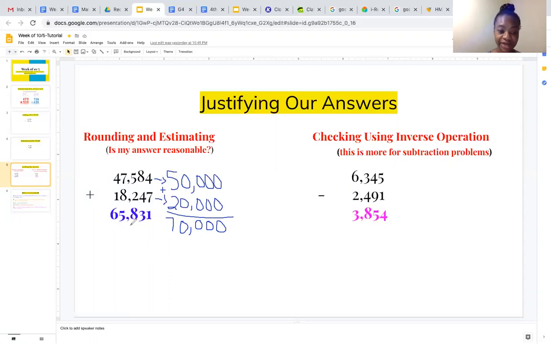So 65,831, our sum, to the nearest 10,000 rounds to 70,000. So this is how we know that the work that we have done here is correct.